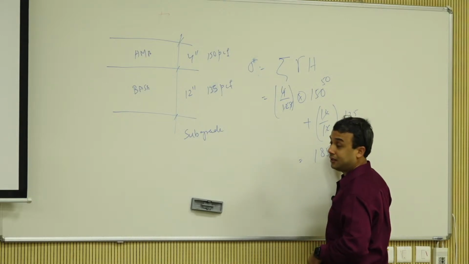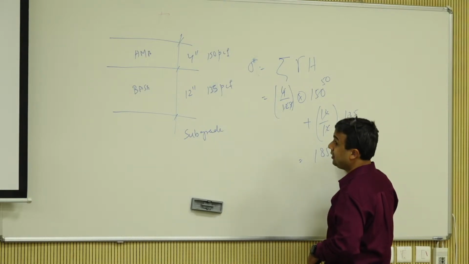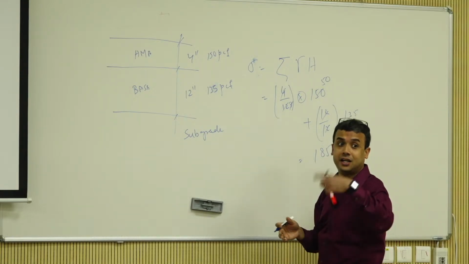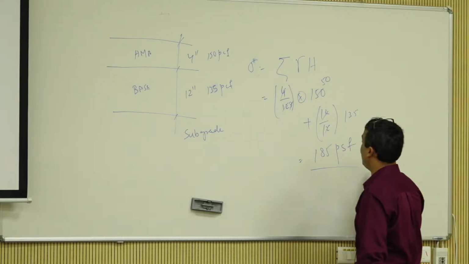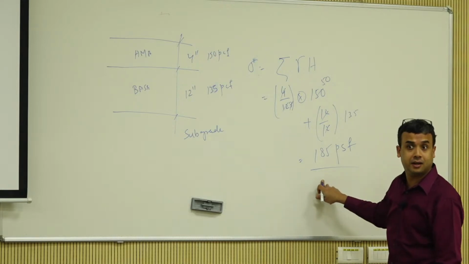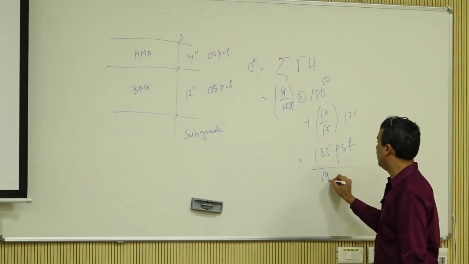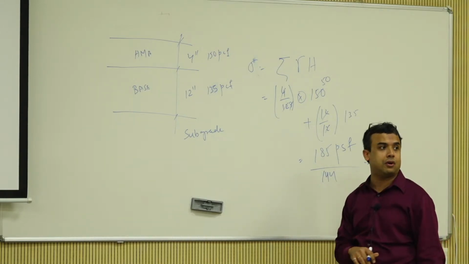What units? PSF, right? Pounds per square foot. We're going to make it into pounds per square inch. What do you divide by? 144. So 185 divided by 144. Give me the number.